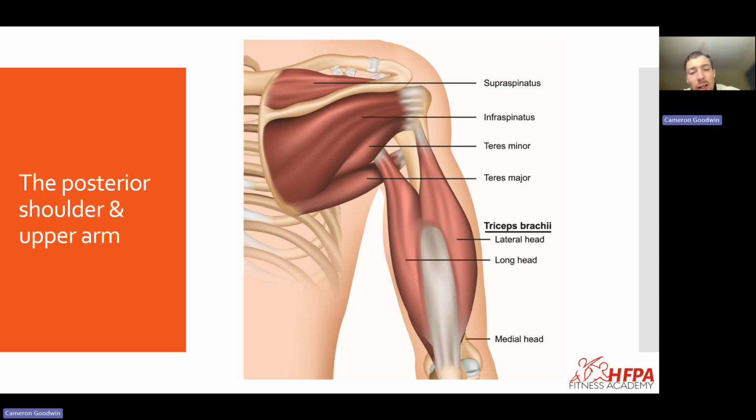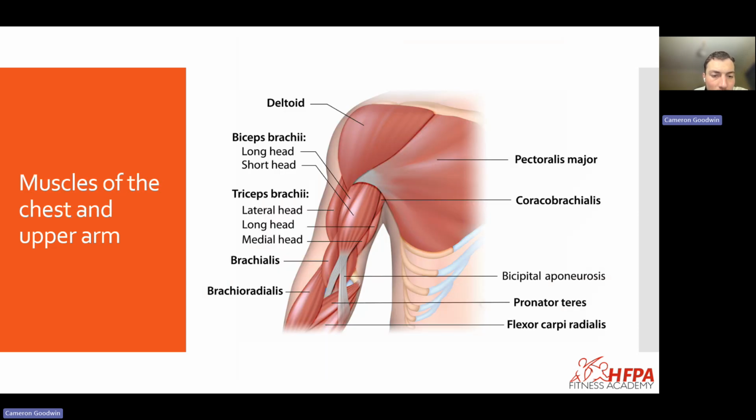So here we look at the back here. We then work down to the triceps brachii. And from the triceps brachii, again, we have the three heads. We have the lateral head, we have the long head, and we have the medial head. So even if we go back to the previous diagram, and we look here. So again, here on the front side, you can see the lateral head there. Then you have the long head there, and then you have the medial head coming down there.